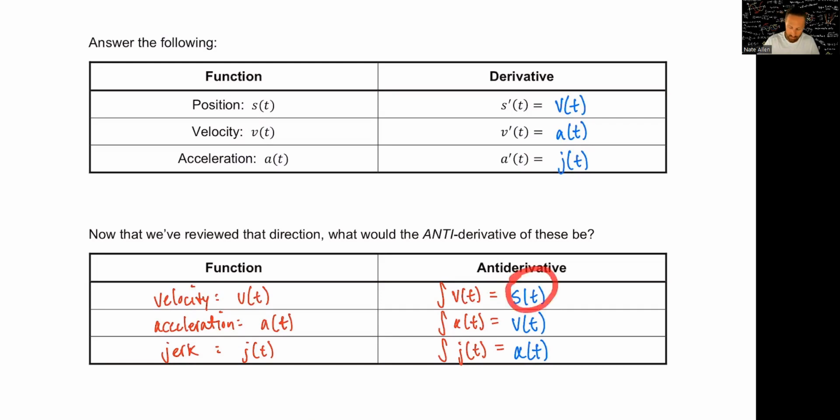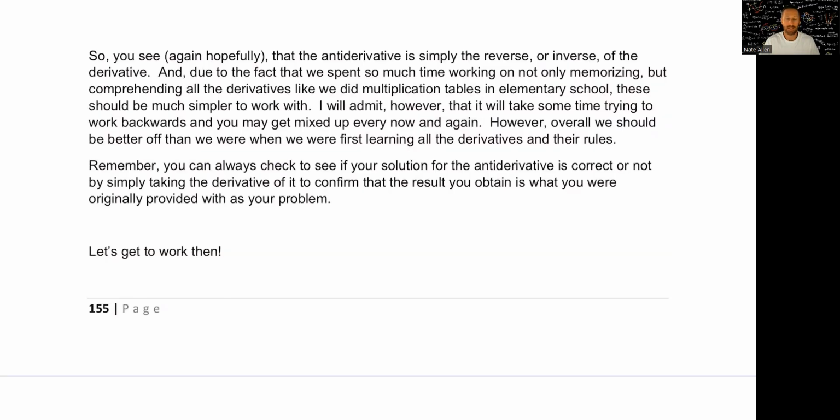Because if I took the derivative of that, I know I get this. The derivative of that, I know we should know all of these already. It's just going a different direction. We call the reverse or inverse. So that's it. It's all stuff that we've talked about before, but just learning how to undo them so that we're more prepared to do things in chapter 5.